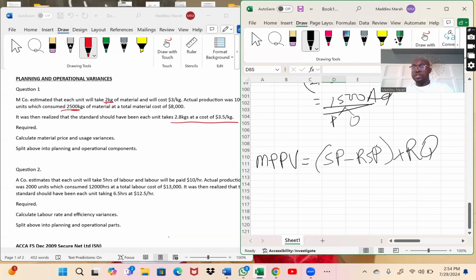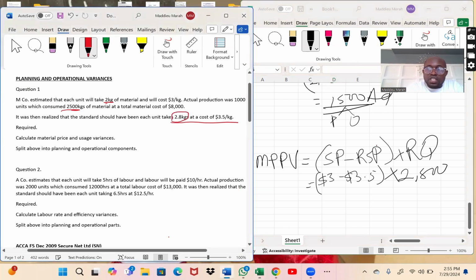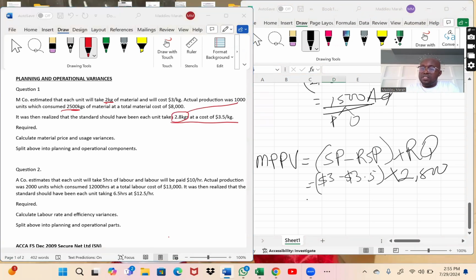Remember, I told you I will be going with the new examiner's approach. Standard price remains $3 minus revised standard price is $3.5. Don't forget, multiply by revised quantity, 2,800. We got this from the question. The question says it should have been 2.8 kg. Multiply this by the actual production of 1,000. That gives 2,800.